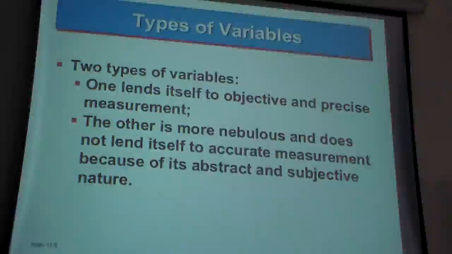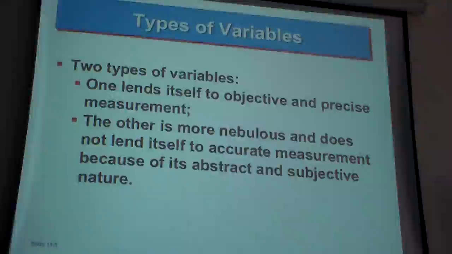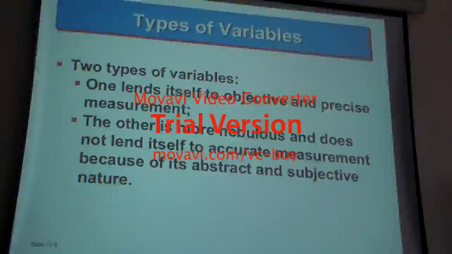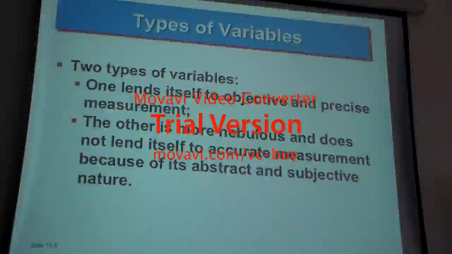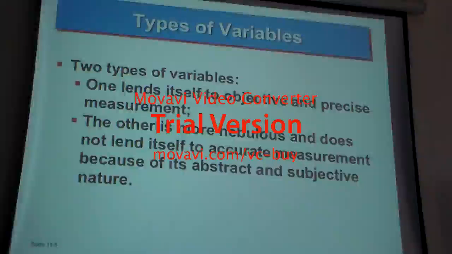You remember last lecture when we said we have two types of research, objective questions and subjective questions. Here also we have two types of variables.